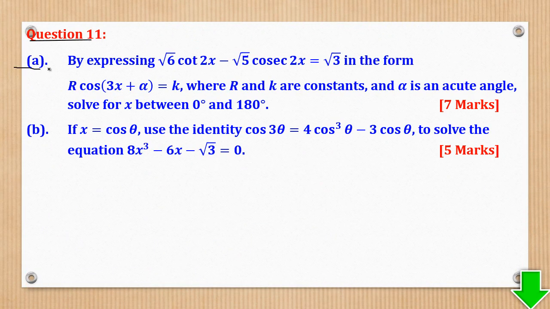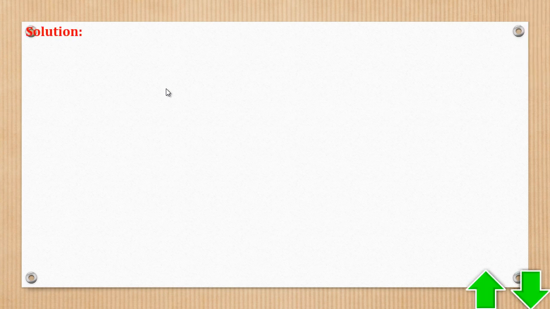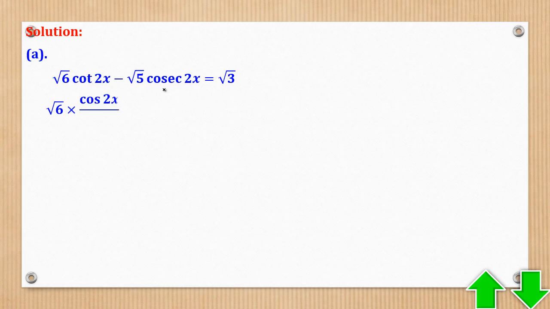Question 11, part A says, by expressing this in the form this, where r and k are constants and alpha is an acute angle, solve for x between 0 and 180. So that is what is given. First we have to change in terms of cos and sine. So cot is the same as cos over sine. Cosec is 1 over sine.